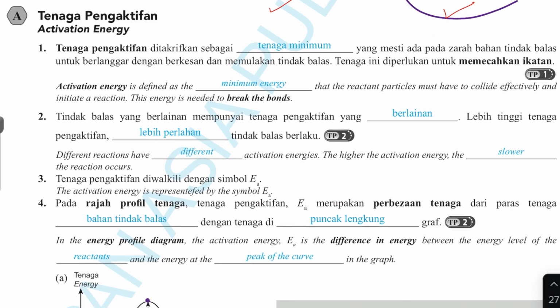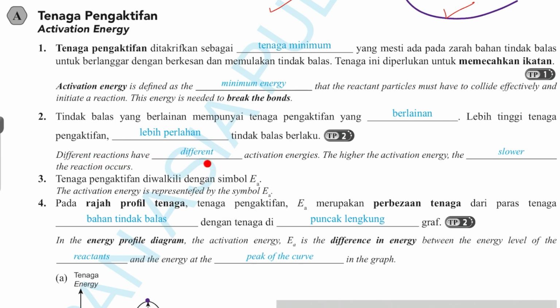Okay, I proceed to the activation energy. What is activation energy? Activation energy is defined as the minimum energy that the reactant particles must have to collide effectively and initiate a reaction. This energy is needed to break the bonds. That's activation energy. So the reaction must achieve activation energy so that the reaction can occur.